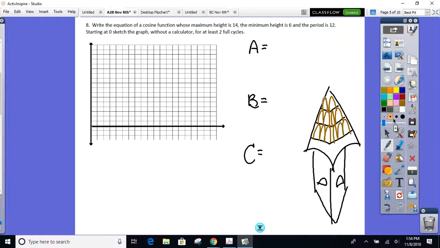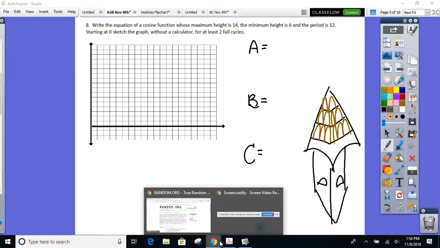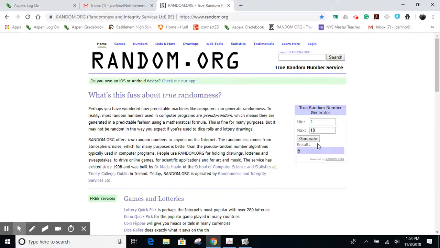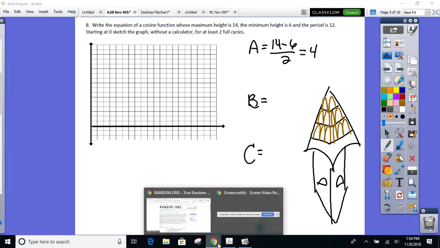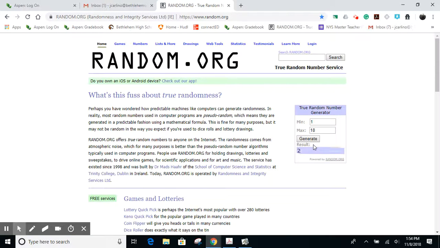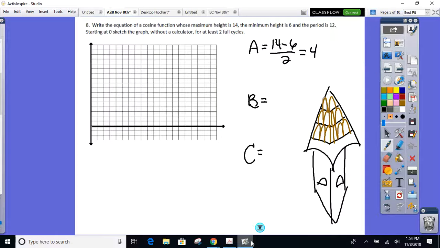All right, going back. A value. How'd you find it first? A value. 6. How'd you find your A value? And that A value was? 4. C value. Let me skip over B. C value. How'd you find it? 2. How'd you find your C value? So 14 divided by 2. What's your C value? 10.